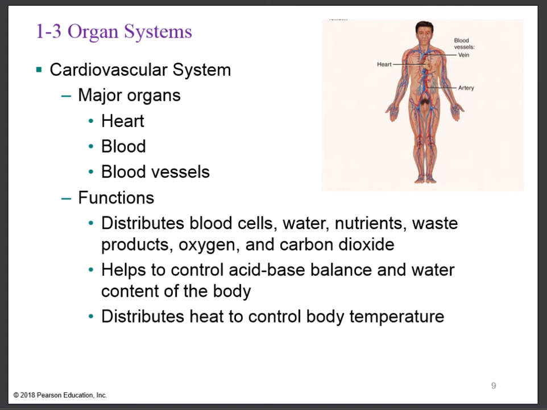The physiology: the cardiovascular system is what actually circulates our various blood cells, water, nutrients, right? You may have heard of glucose, right? That's an important one. Any waste products, blood gases, oxygen, and carbon dioxide, and many other substances. We're only scratching the surface here, but they're going to be distributed by the cardiovascular system.